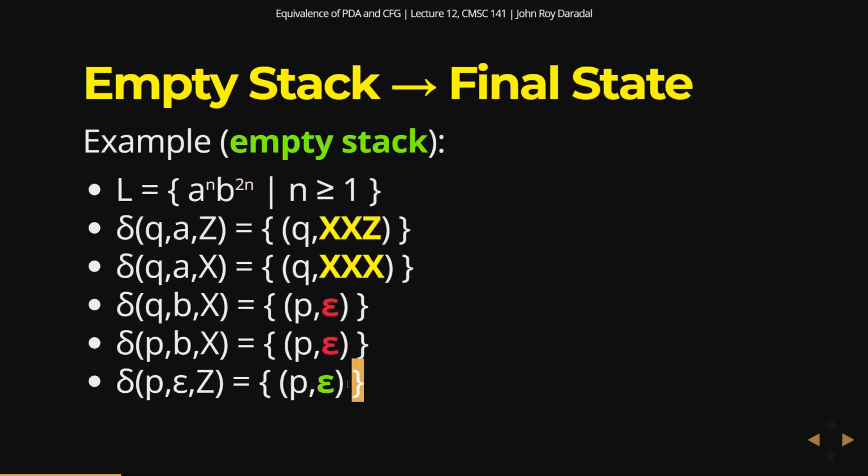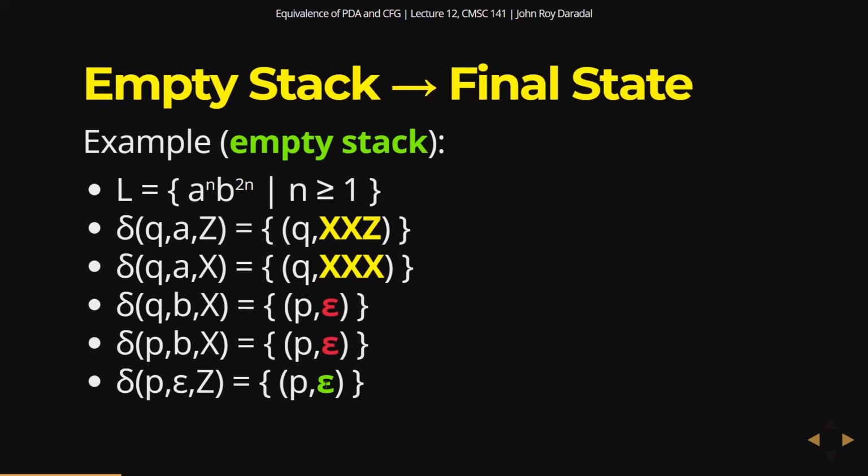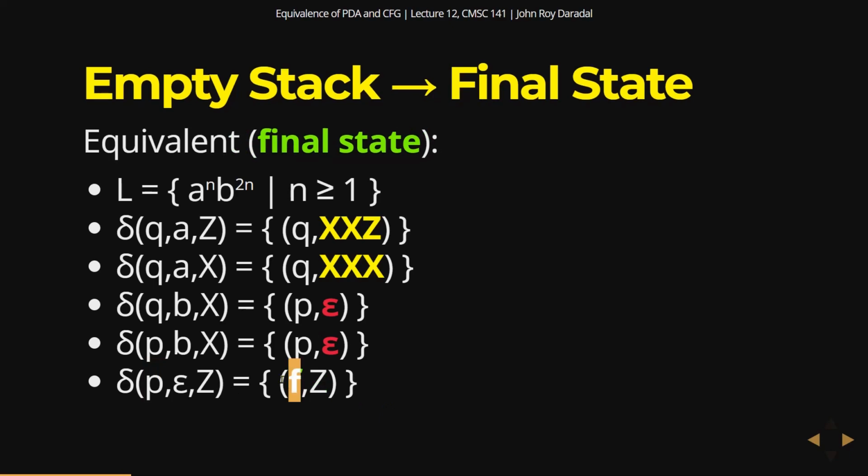So if this is your PDA by empty stack, to make it a PDA by final state, we'll also just change this last entry in the transition function and make this FZ. So instead of P epsilon, we won't stay at state P, but instead we'll transition to state F, and we will keep the bottom marker as is. So it's really quite easy. Okay, so that's it for the conversion from PDA to empty stack and final state, and vice versa.